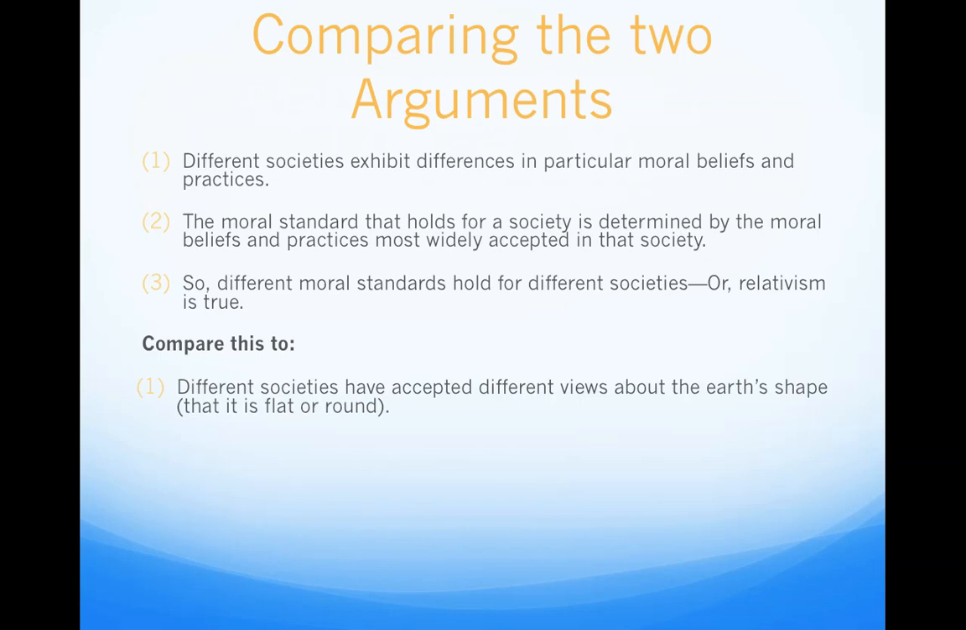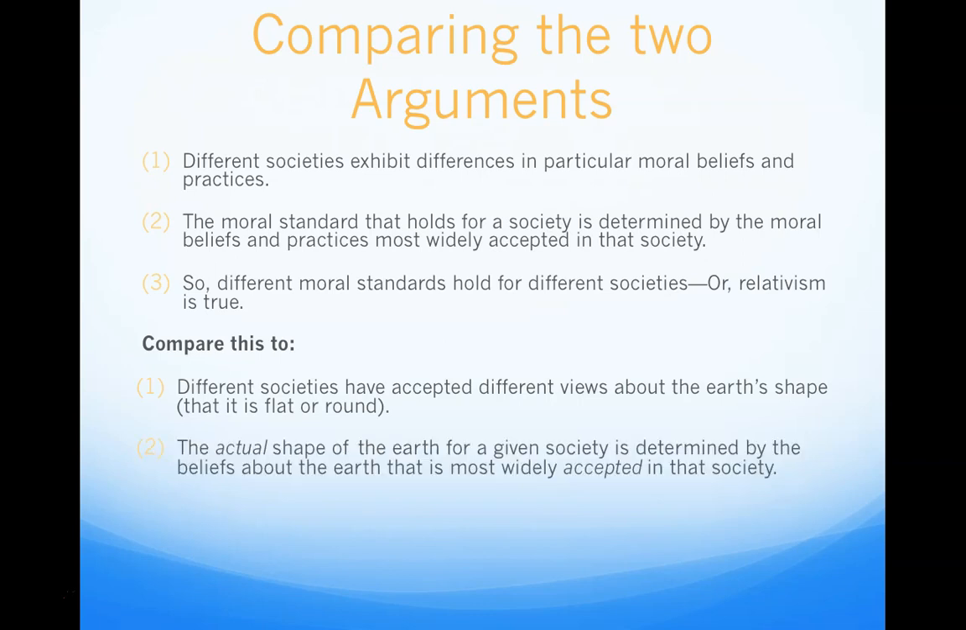Okay, this seems to mimic premise 1 of the argument above. The actual shape of the Earth for a given society is determined by the beliefs about the Earth that are most widely accepted in that society. That looks a lot like our second premise, that the moral standards that hold for a society are determined by the moral beliefs and practices most widely accepted in that society. So we ended up at the problematic conclusion that the Earth has different shapes for different societies, or that the Earth's shape is relative. All right.